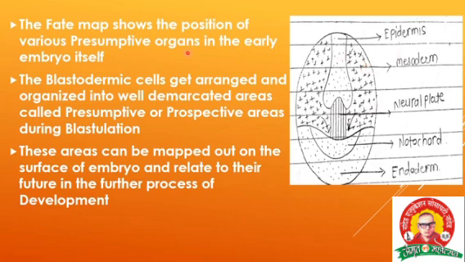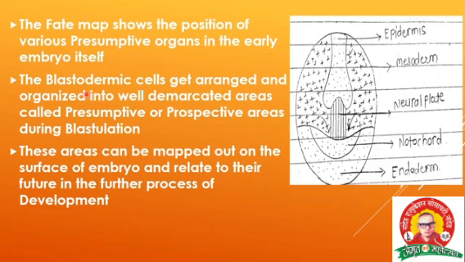The point is that the fate map shows the position of various presumptive organs in the early embryo itself. What is the position? That is the position, that is the development shown in the fate map of blastula. The fate map shows the position of various presumptive organs in the early embryo itself.